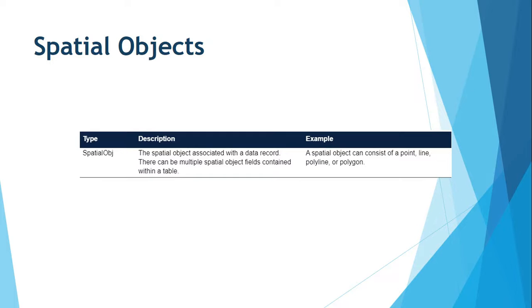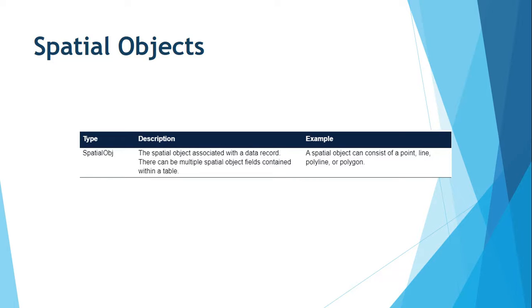Next we have the spatial objects. Spatial objects are used for mapping and are associated with maintaining the data records. A point, a line, polyline, or polygon all come under spatial objects, which can be used for mapping. It is associated with a data record, and there can be multiple spatial object fields in a table.